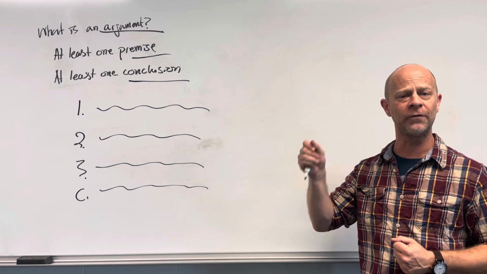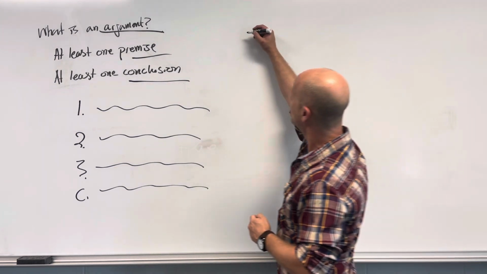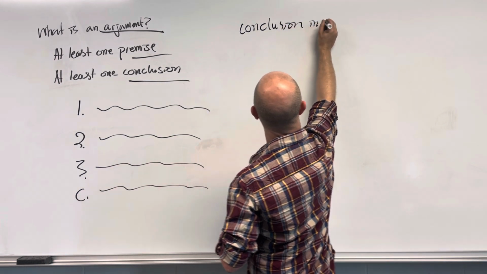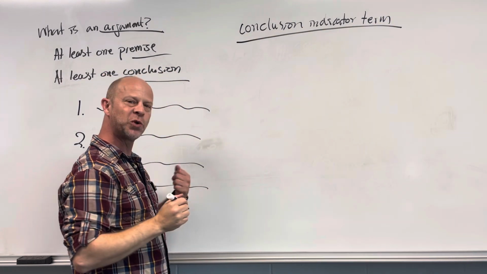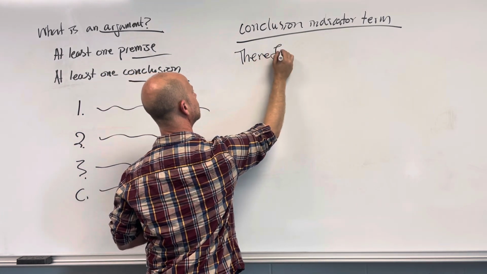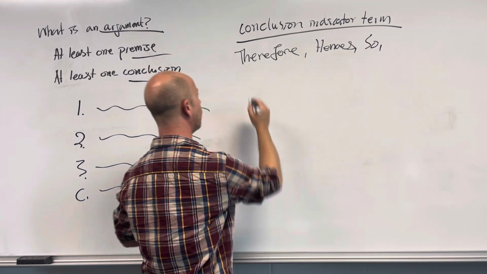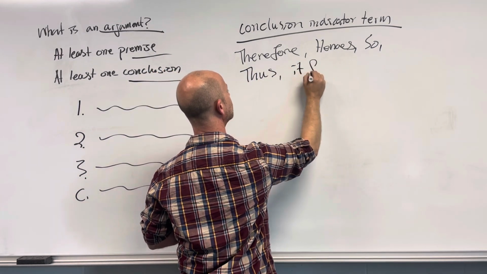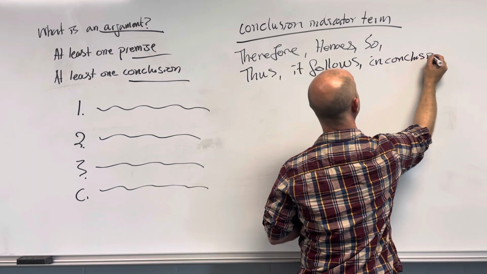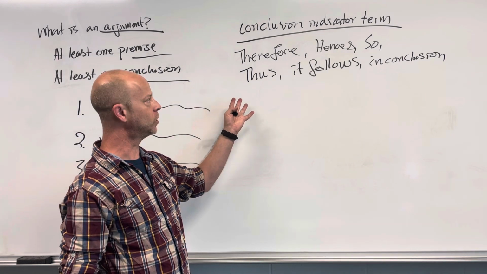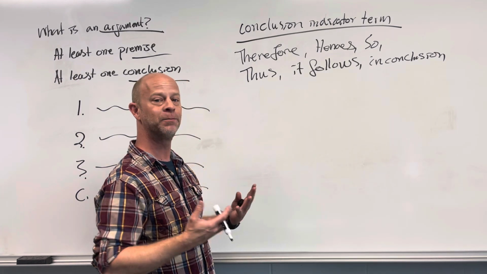I think it's helpful to start with looking for the conclusion, the main contention that's being argued for. We've got various terms that help us do this. These are the conclusion indicator terms, and you might guess that some of them seem sort of obvious. Words like therefore, or hence, or so, or thus, or it follows, or maybe just to say in conclusion. These words indicate that what's about to follow is the conclusion, the main contention of what's being argued for.